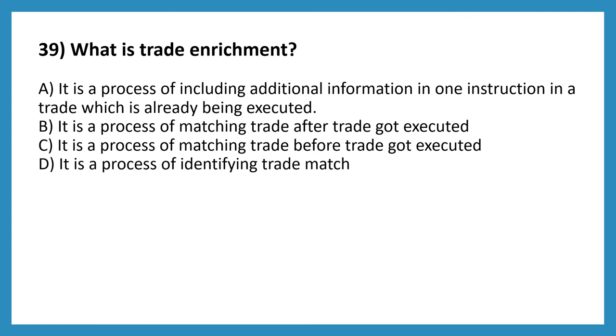What is trade enrichment? Option A, it is a process of including additional information in one instruction in a trade which is already being executed. Option B, it is a process of matching trade after trade got executed. Option C, it is a process of matching trade before trade got executed. Option D, it is a process of identifying trade match. The correct answer is option A.